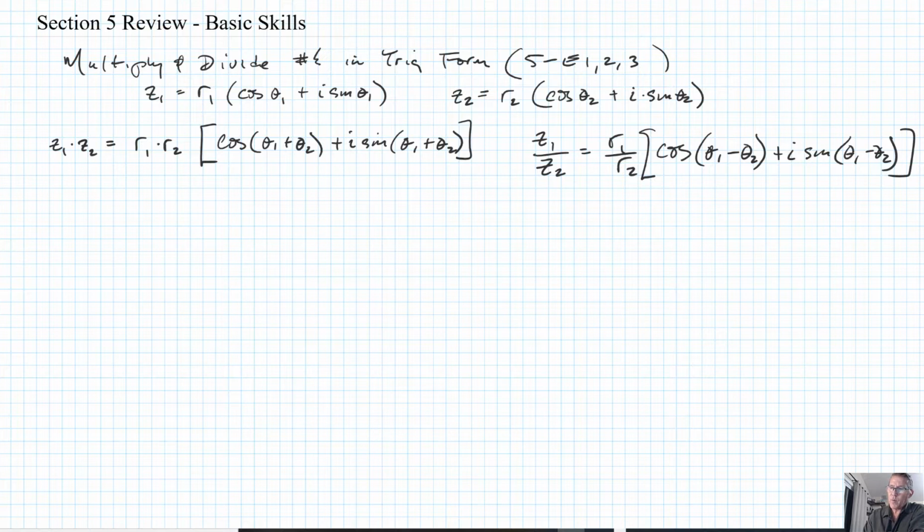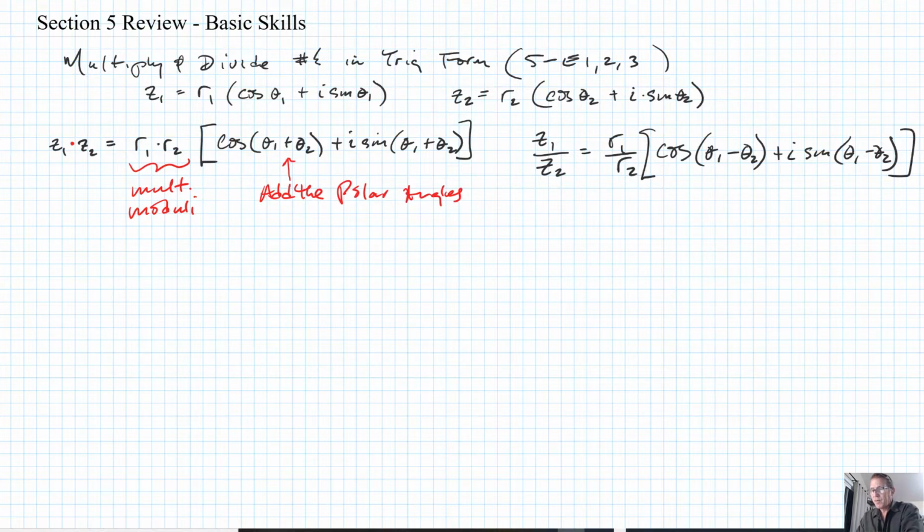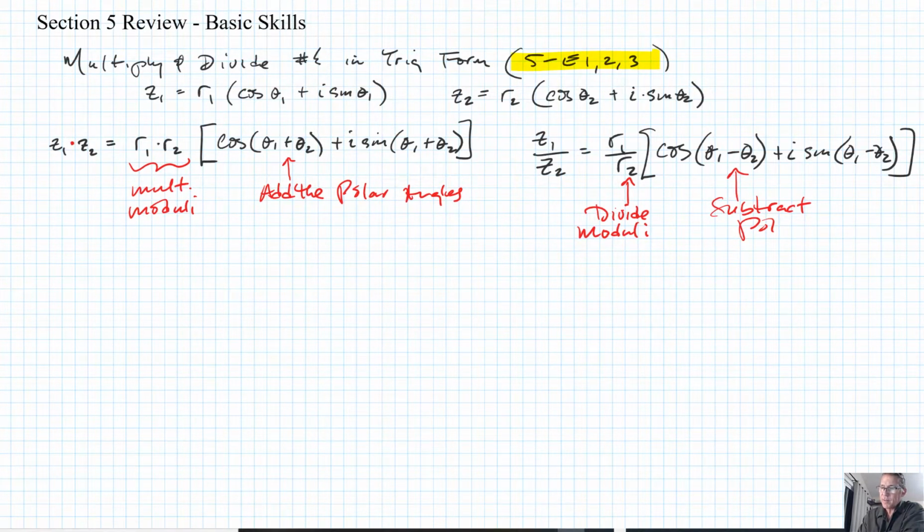If we multiply, there's a dot, so you multiply the moduli, and theta 1 plus theta 2 just means add the polar angles. That's all it means. Easy. When you divide complex numbers, you divide the moduli, and then you subtract the polar angles. All of this can be referenced back in 5E 1 and 2, because I talked about that.